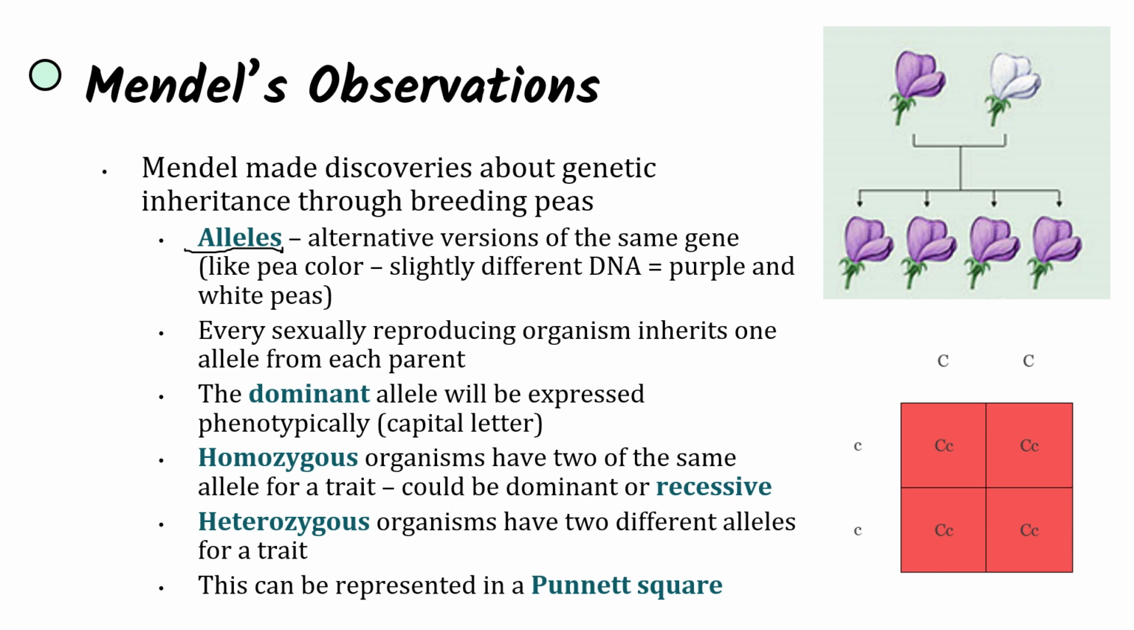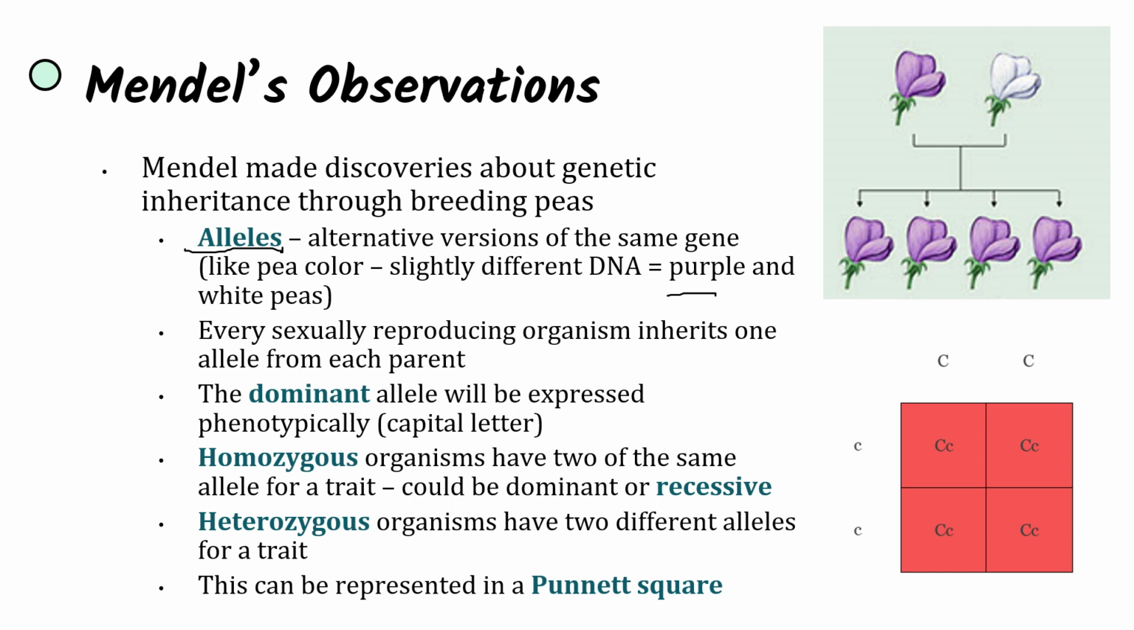And every sexually reproducing organism inherits one allele from each parent, which then contribute to make up the organism or the traits of that child. And the dominant allele is going to be expressed phenotypically, meaning that if, let's say, purple was the dominant allele, then when an organism that has purple flowers and an organism that has white flowers would be bred together, all of the children would be purple. And that's of course the phenotype, that's the outward appearance.